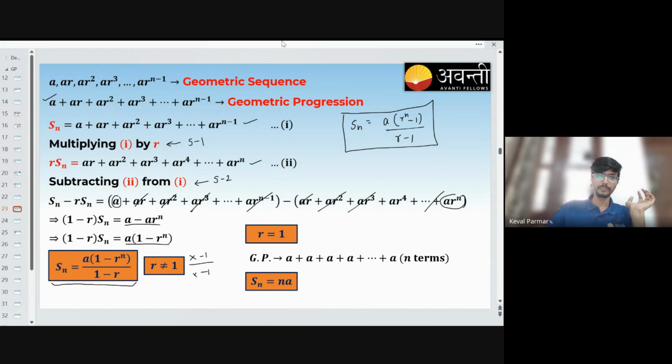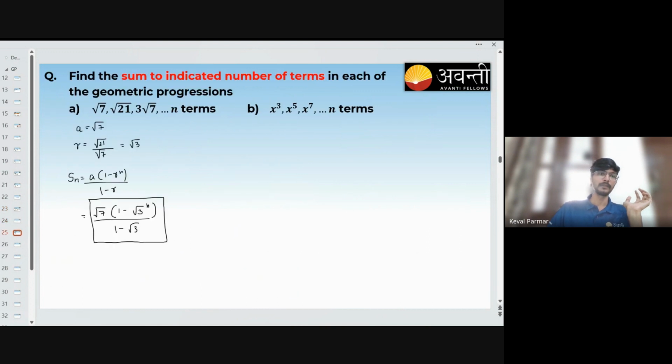So let's come back to our question. Let's see the next question. Next question में a क्या है? a is x raised to 3. What is r?